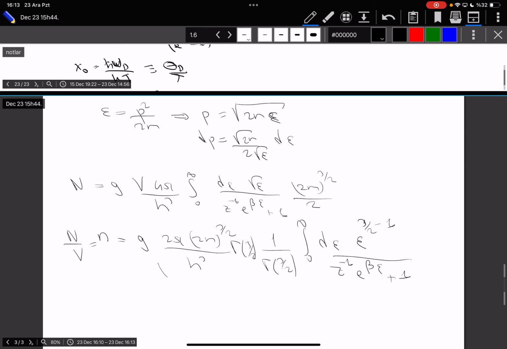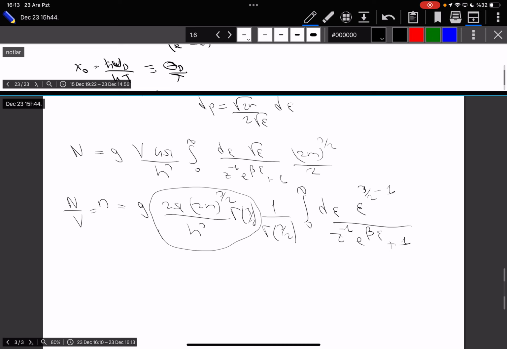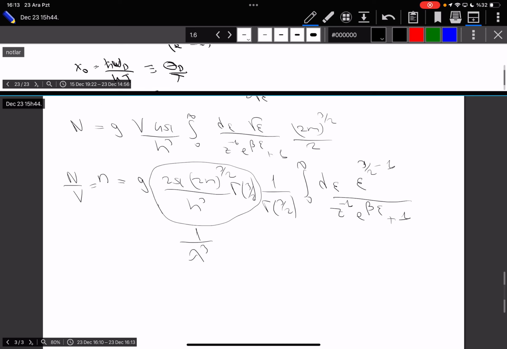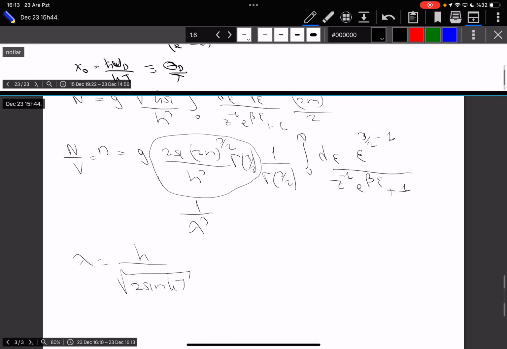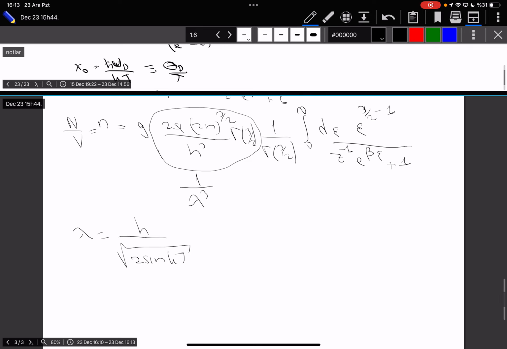And all this factor over here is 1 over lambda cubed, lambda being h over square root of 2 pi m k T. This is the thermal wavelength. Well, this we had already done also for the bosons. Basically the same treatment. We are calculating the density of states. And so we have n lambda cubed over g. This function is defined as f 3/2 of z.